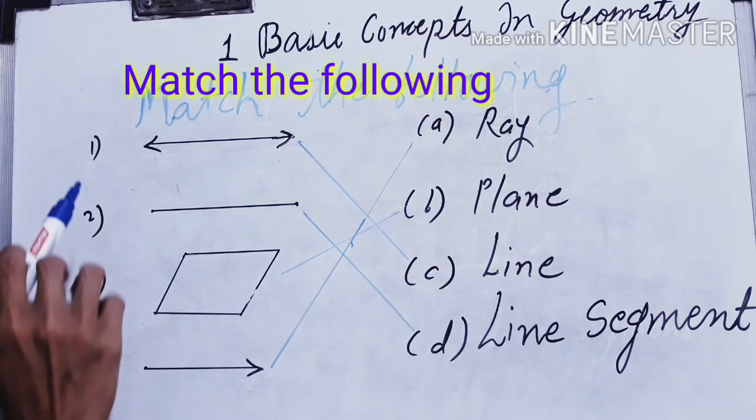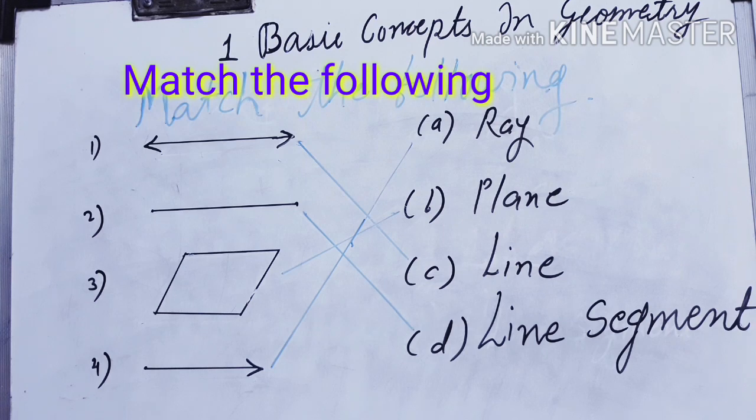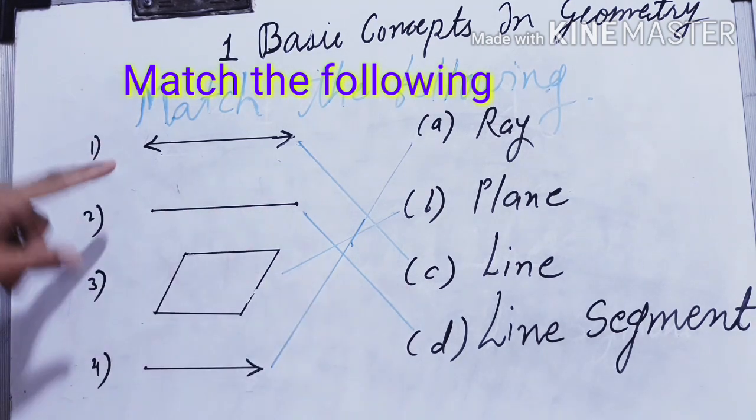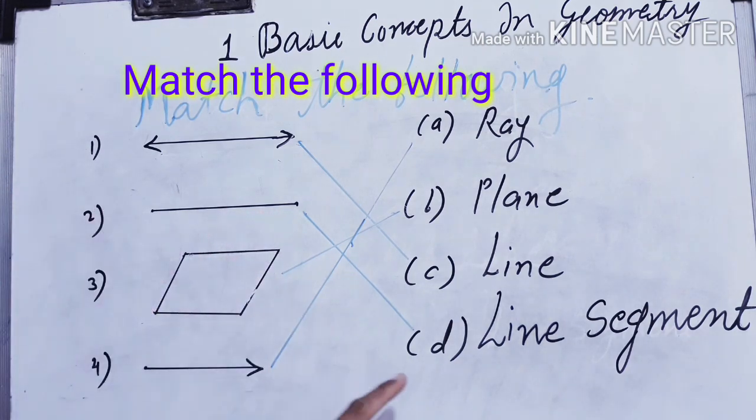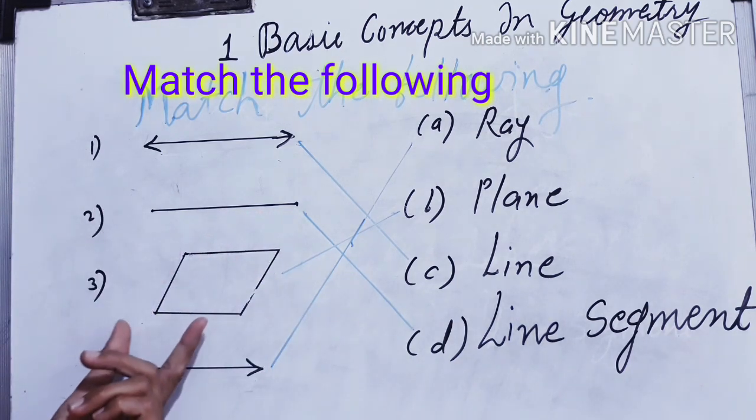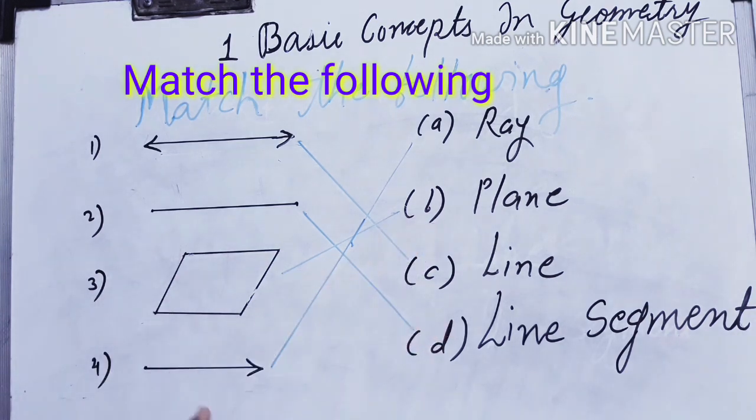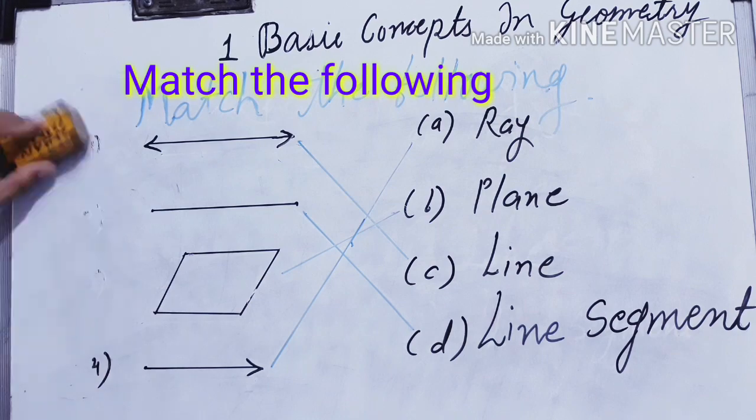So like this you can identify any figure. If there are arrows on both sides, it is a line. If both sides have dots, that means it has endpoints, so it is a line segment. Then this is the figure of a plane and this is the figure of a ray. Okay.